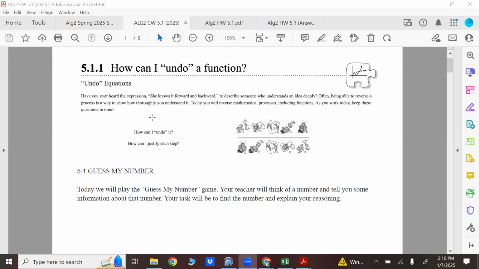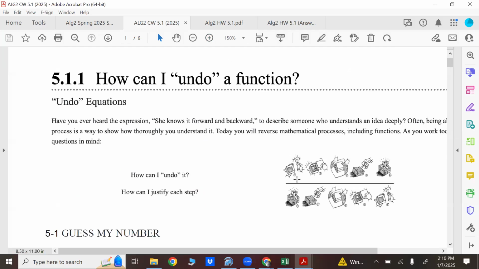As you work today, keep these questions in mind. We're going to be working backwards. You'll see what that means in just a moment. How can I do it? How can I justify each step? It's like wrapping a present. So how do you undo a present? Well, that's pretty easy. Just unwrap it, right?